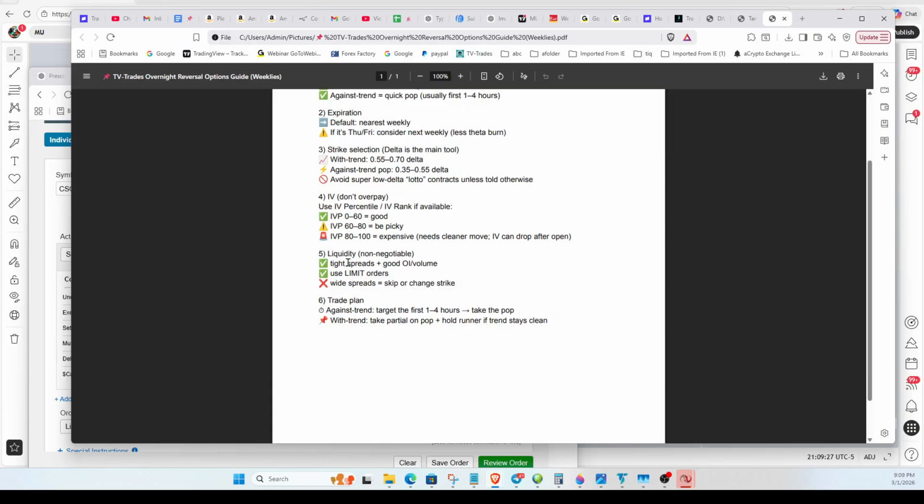You want to have tight spreads if you can get tight spreads. Okay, you want to have tight spreads. If you can't get tight spreads, what you want to do is split it. Go for the midpoint of it. Hang on, I'll show you.